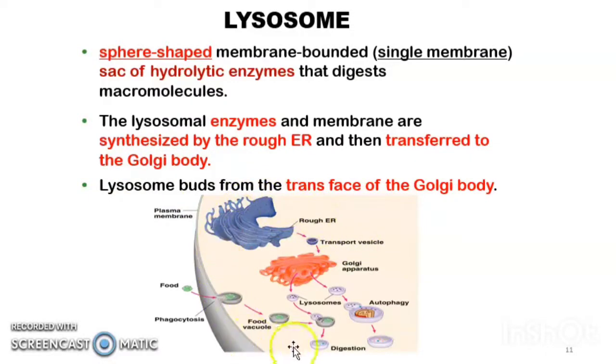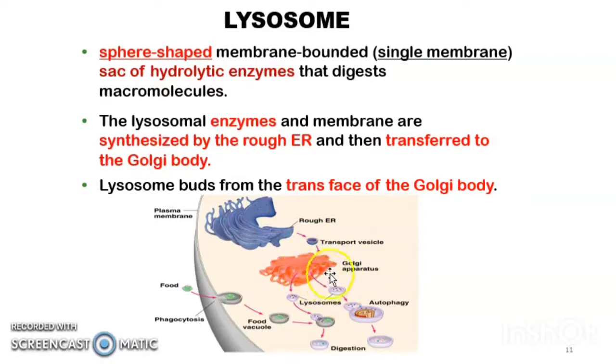Okay, so kalau kita tengok based on this diagram, this is the rough endoplasmic reticulum. Inside of this transport vesicle, it has a protein which later will be transferred to the cis phase of the Golgi apparatus or Golgi body. So apa yang Golgi body akan buat? It will modify, sort, and also ship the cell product.